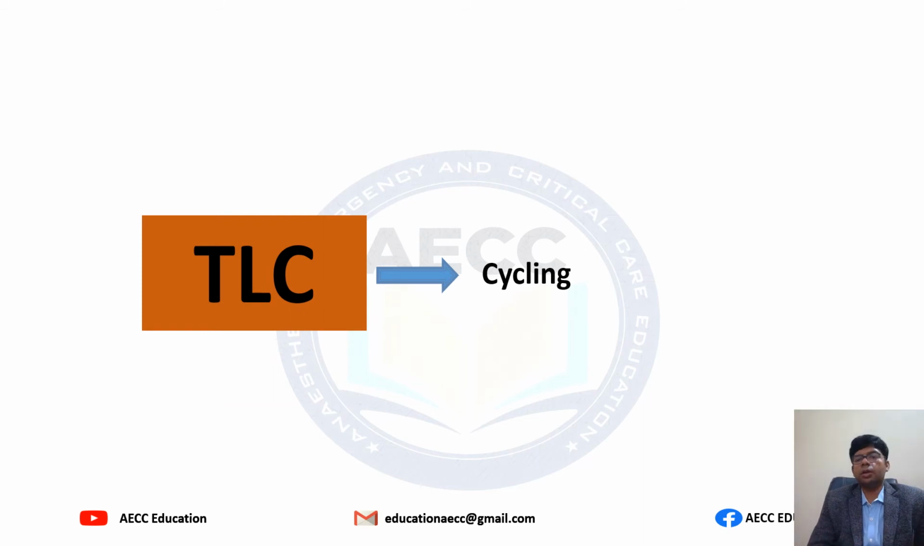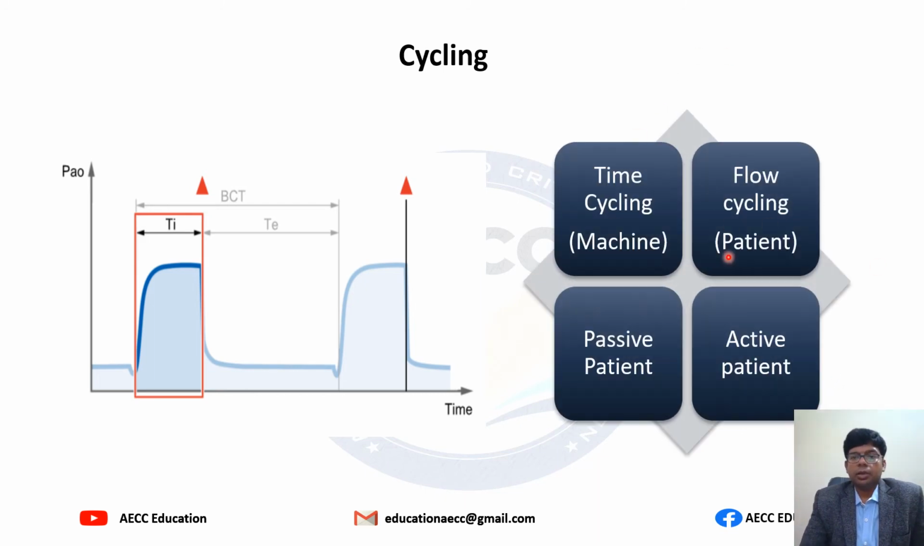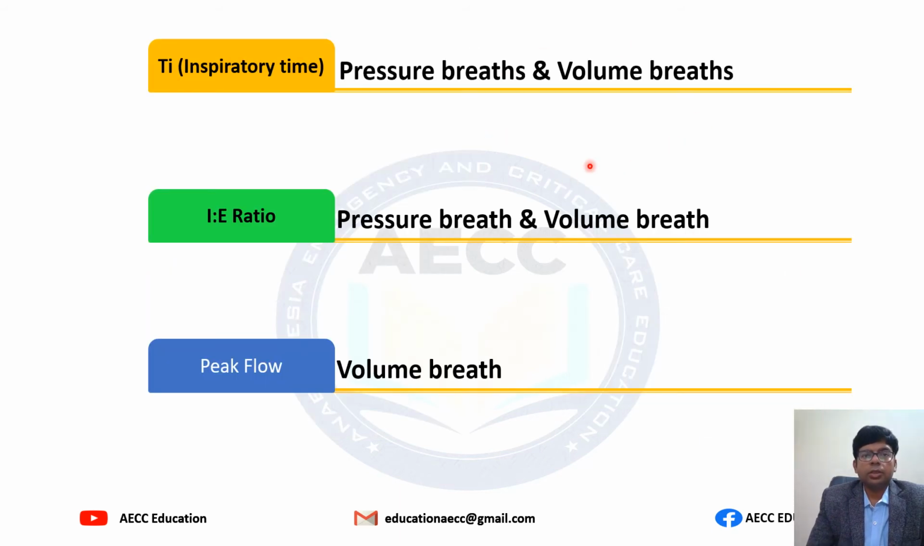Now, the third one is the cycling. Cycling refers to the end of inspiration. It determines the length of inspiration. Time cycling and flow cycling are two commonly used cycling mechanisms. Time cycling for the passive patients, flow cycling for the active patients. The time cycling can be done by setting the inspiratory time, IE ratio and the peak flow.